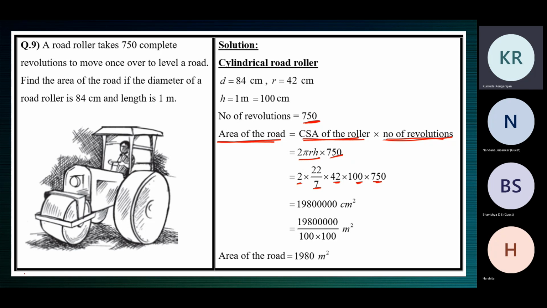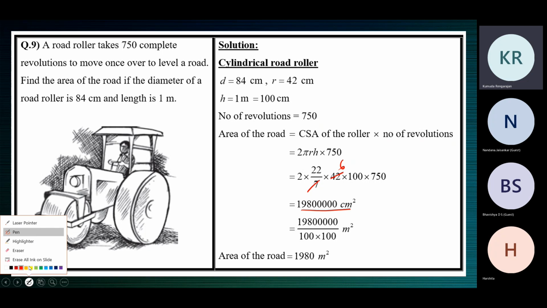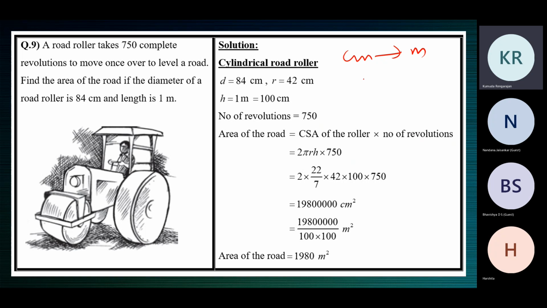You need to simplify. How do we simplify? 7 sixes are 42, and then multiply. So you get so many centimeters square, and you can convert this to meter square because it's a big value. So how do you convert centimeter to meter? Centimeter to meter, you should divide by 100. To convert centimeter square to meter square, do that 2 times.